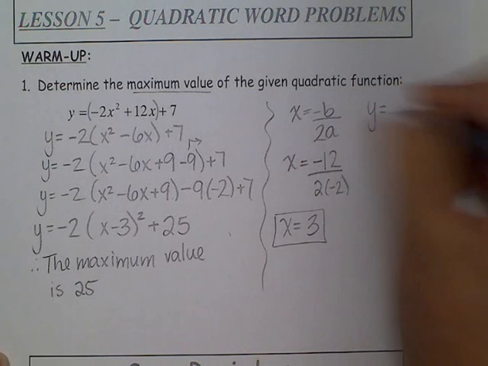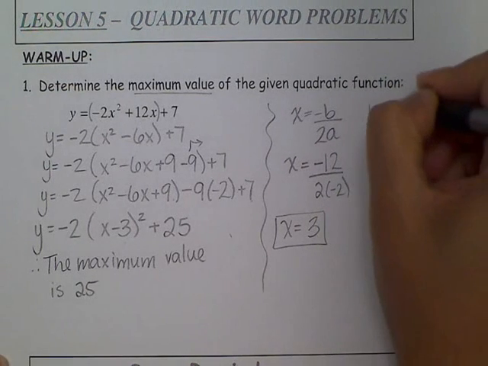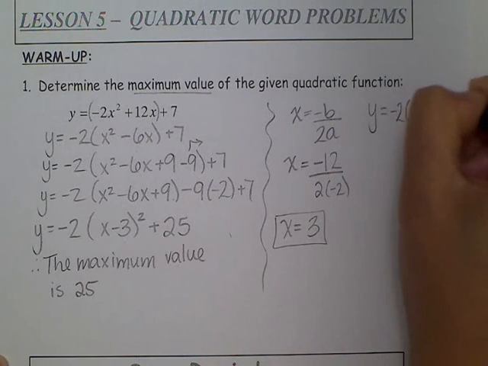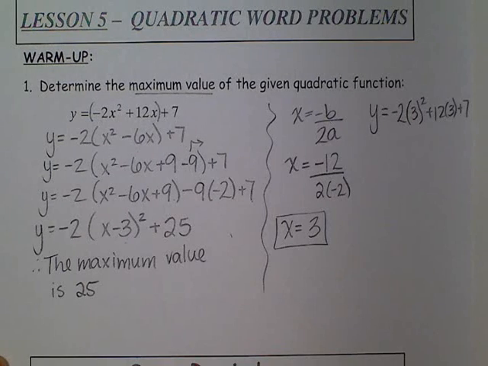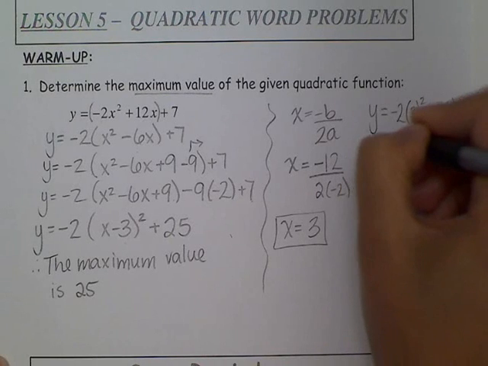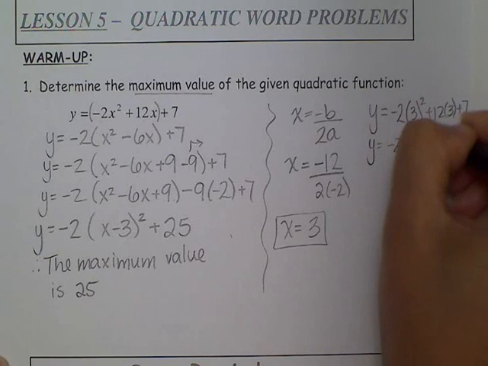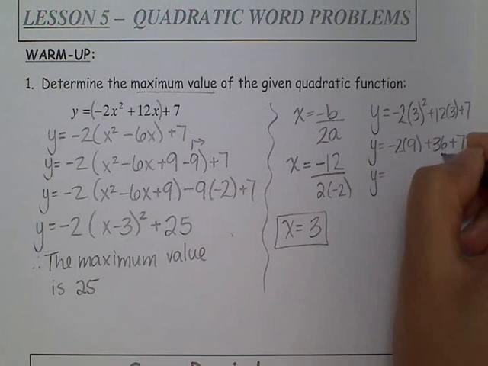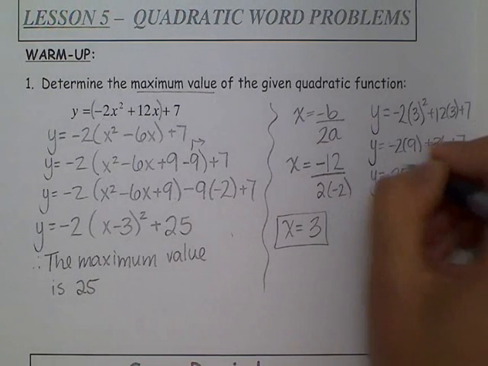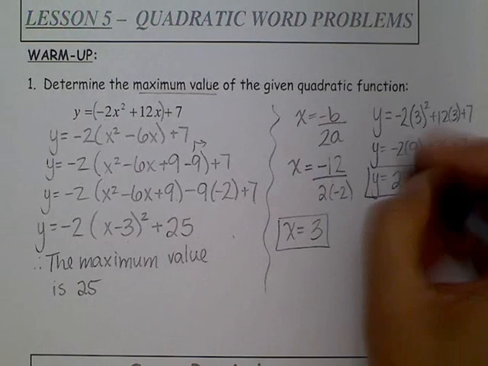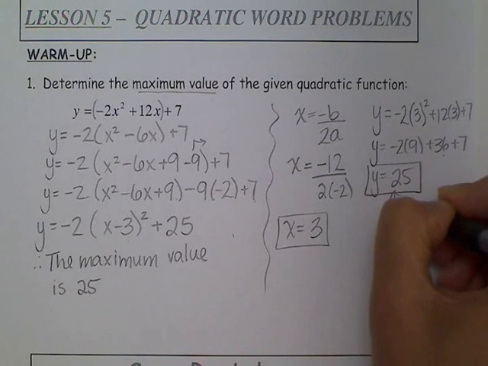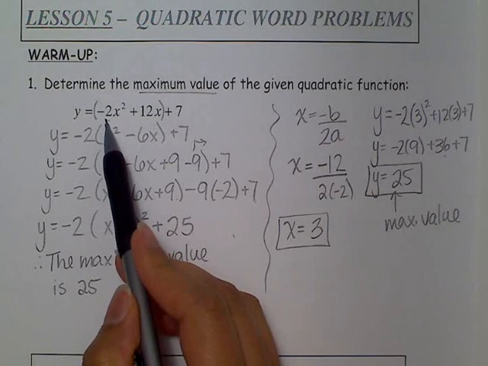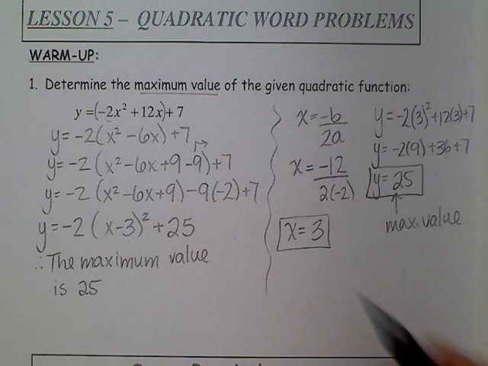Now to find the y-coordinate, which is the value that's actually going to represent our maximum value, all you need to do is substitute this value of x into the original equation of the function. And what I get here is negative 2 times 9 plus 36 plus 7. So that's negative 18 plus 36, which is 18, plus 7, which is 25. So there's the y-coordinate of the vertex, and what this actually represents is my maximum value. And I know it's going to be a maximum because the coefficient of the x squared term was negative, so that means the parabola is going to open down.